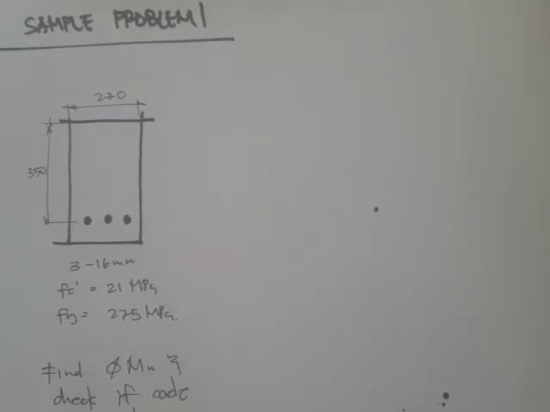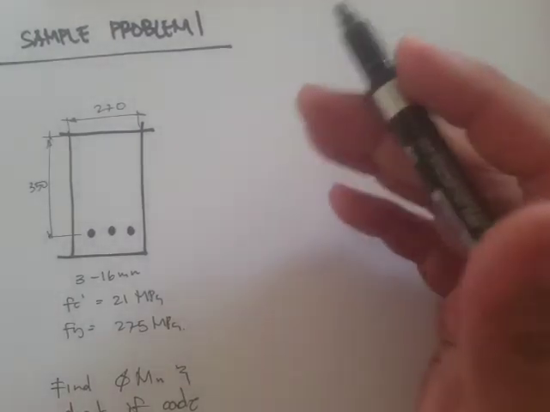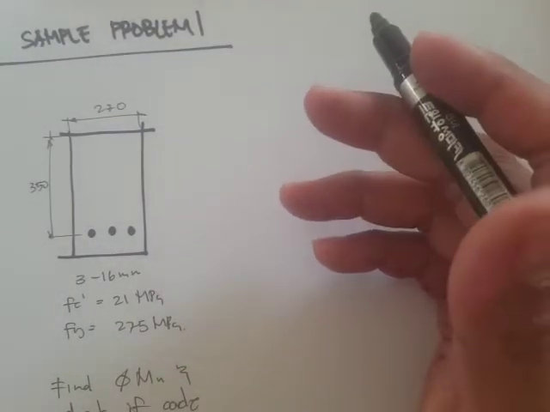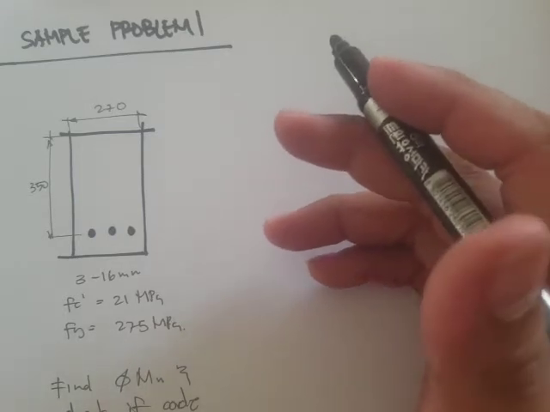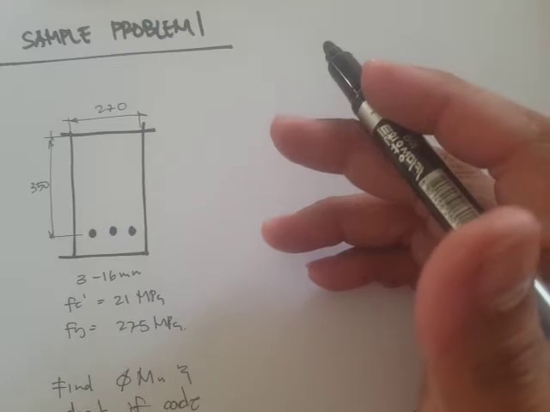Okay, so in this video, we'll be doing our first sample problem for the analysis of singly reinforced beam. In this problem, again, we're saying analysis, meaning that we're given the geometry, we're given the details, the steel area, and we are to determine the capacity.